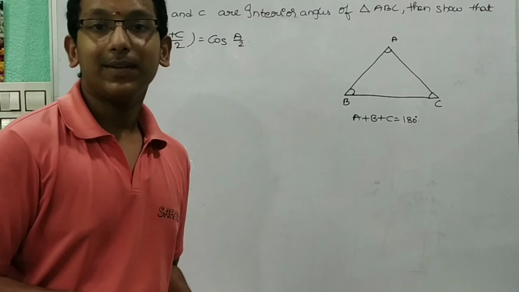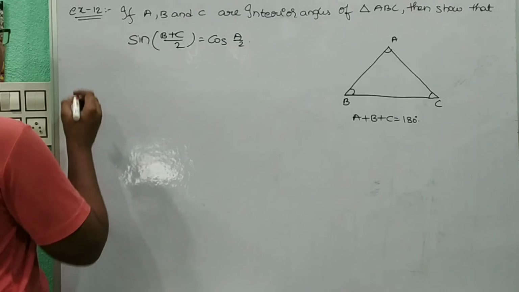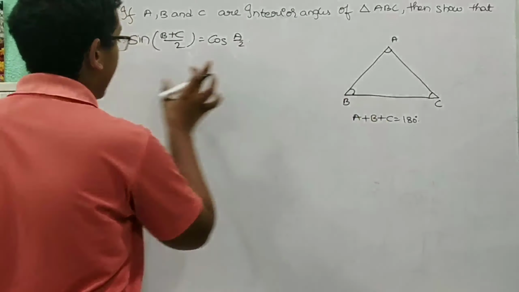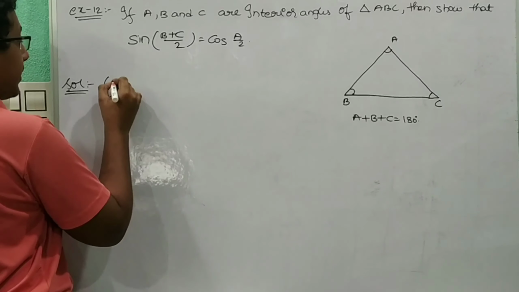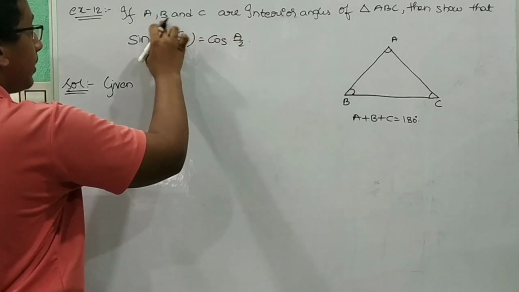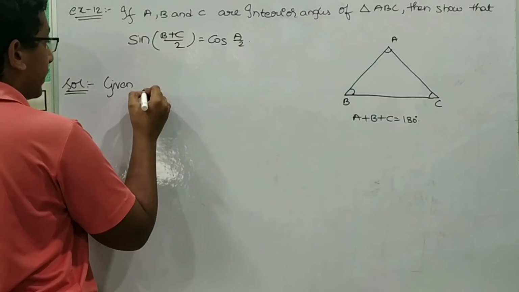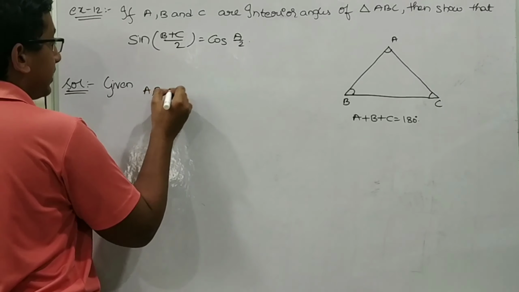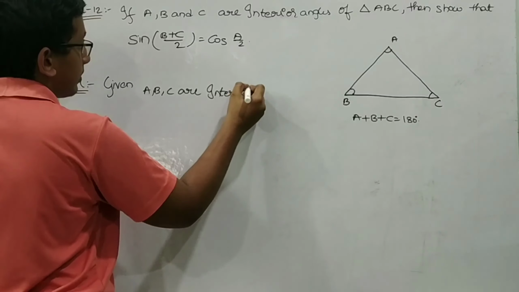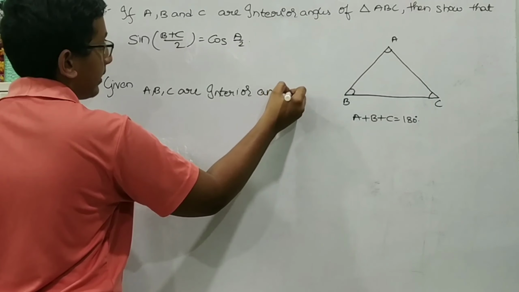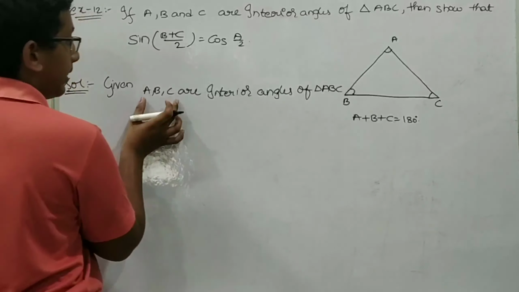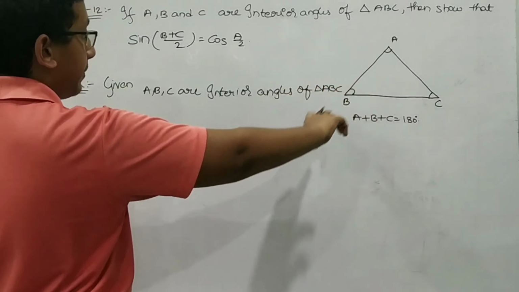Are you ready to solve? Come on. Now first of all, write the solution. First of all, write what is given in the question. Given is nothing but the if statement: A, B, C are interior angles of triangle ABC. These three, A, B, C, are interior angles of a triangle ABC, isn't it?